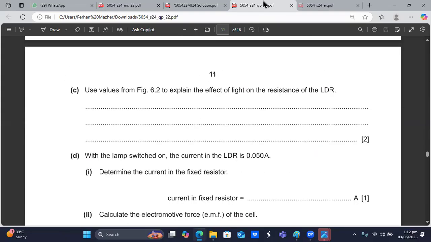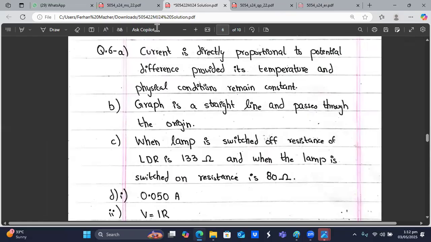Now we are on question number 6, part C. It says use values from Figure 6.2 to explain the effect of light on the resistance of the LDR. I told you at the start of this question that because the current is on the y-axis and the voltage is on the x-axis, the gradient of this graph is equal to the reciprocal of the resistance. So from each graph, I will take 2 points, note down the coordinates, then find the gradient, and then I can apply it.